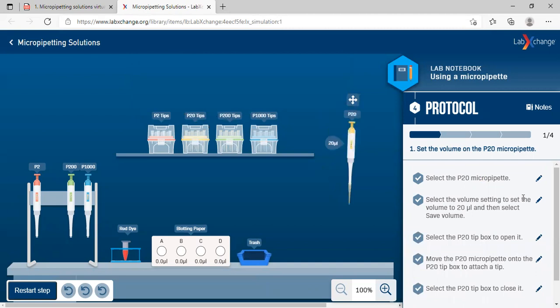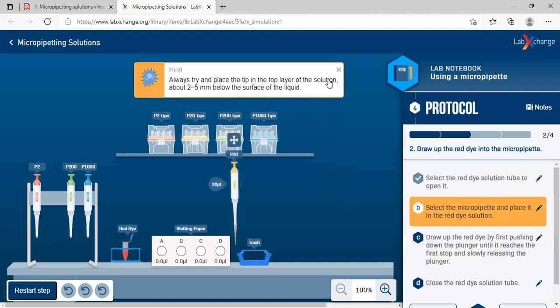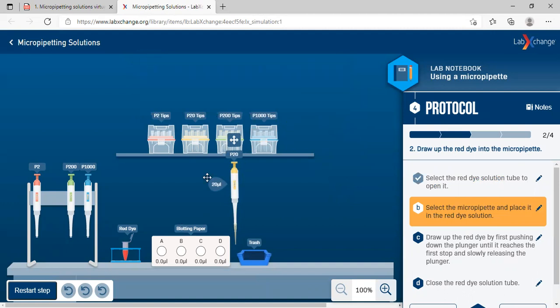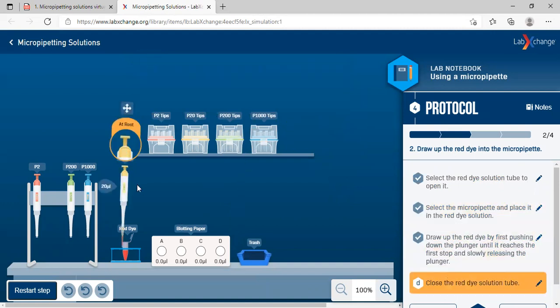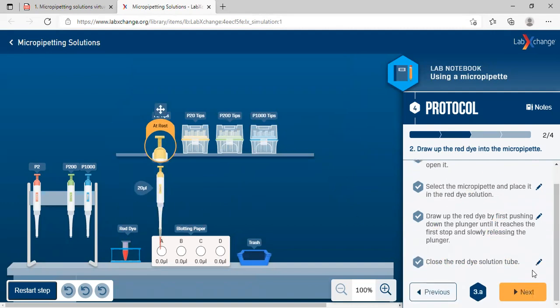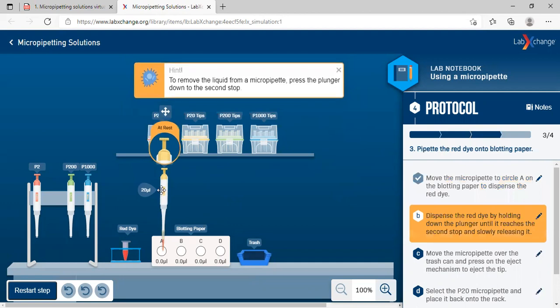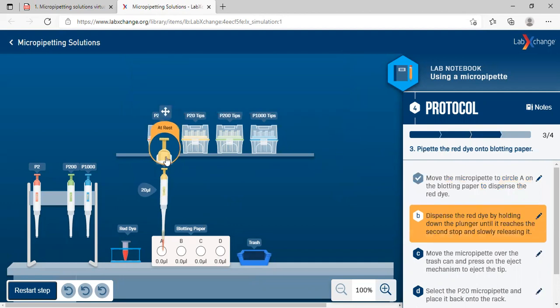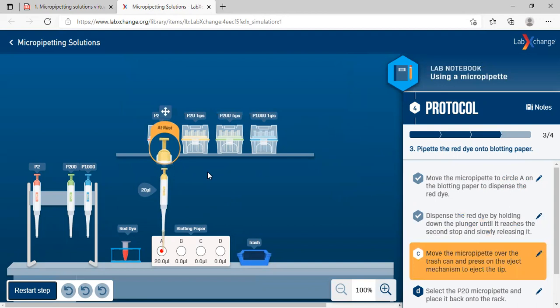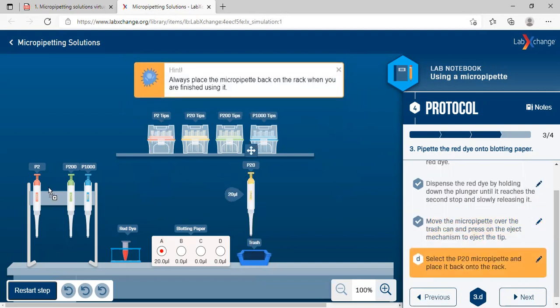Now, next. Select the red dye, open it. Always try to place the tip below the surface of the solution, to the first stop. Always close the lids. I'm closing it. Then move the micropipette to circle A and dispense the red dye by pushing the plunger to the second stop. Move the micropipette over the trash can and eject the tip.